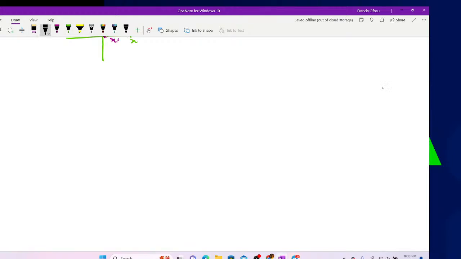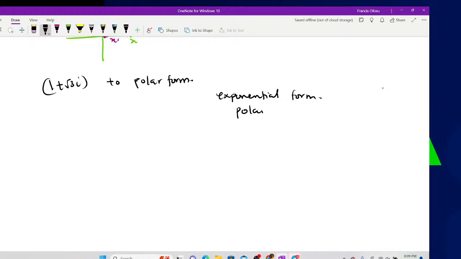Now I have, let's say, 1 plus square root of 3 i. Convert this to polar form. Now, Euler's representation is also called the exponential form. So they will just tell you to convert this to the exponential form or polar form. Anyways, you are right.